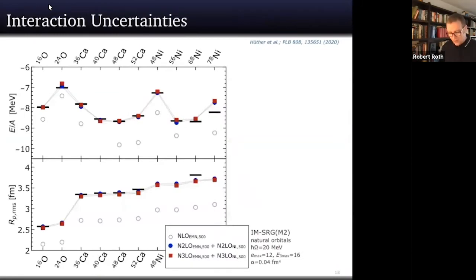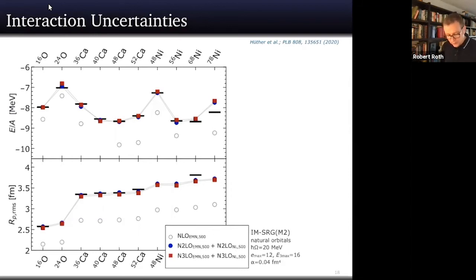It starts with the interaction. So we discussed that now we have different orders in this chiral expansion available. So that allows us to look into the convergence pattern of this chiral expansion, starting from leading order, which is not even shown here, to next-to-leading order, N2LO, and N3LO. And this is probably the segment of uncertainty quantification which is best developed at the moment.